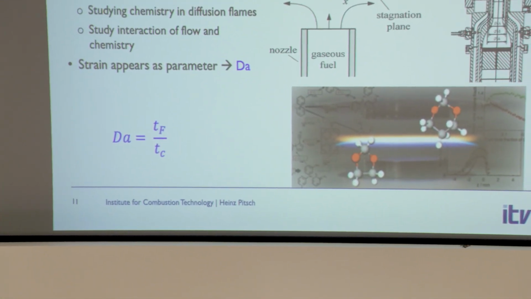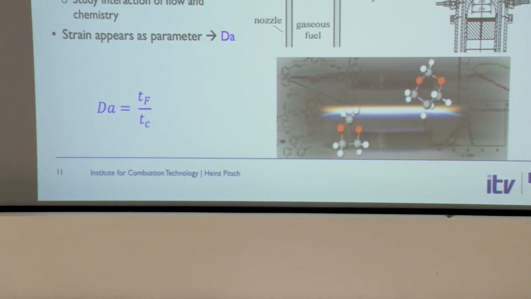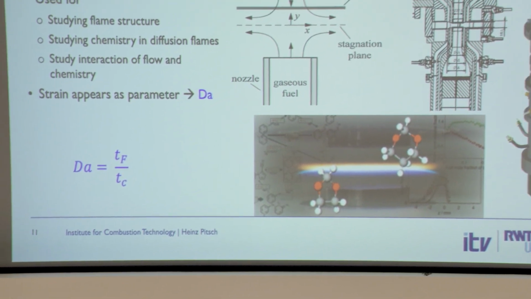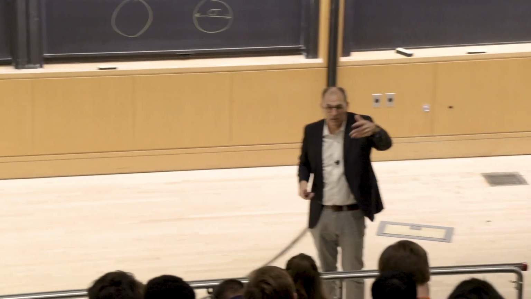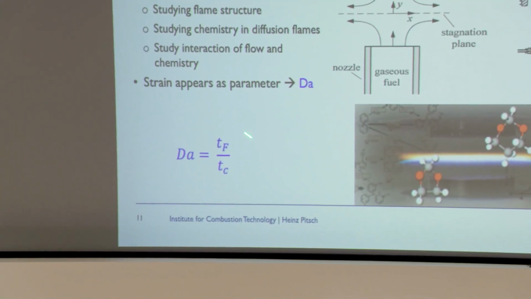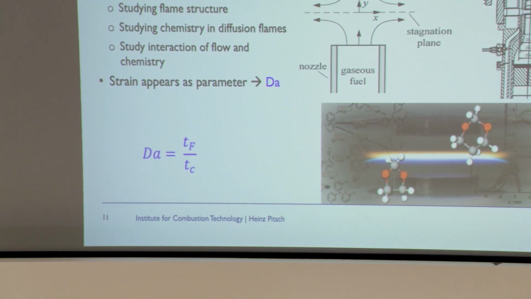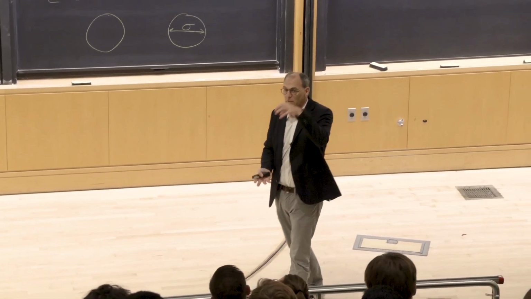So 1 over the strain rate is a flow time scale. Okay, that is how long a fluid particle is in the flow. And then we have a chemical time scale. So these two together give you a Damköhler number. And in this experiment, that's a nice thing. You can change now the Damköhler number.